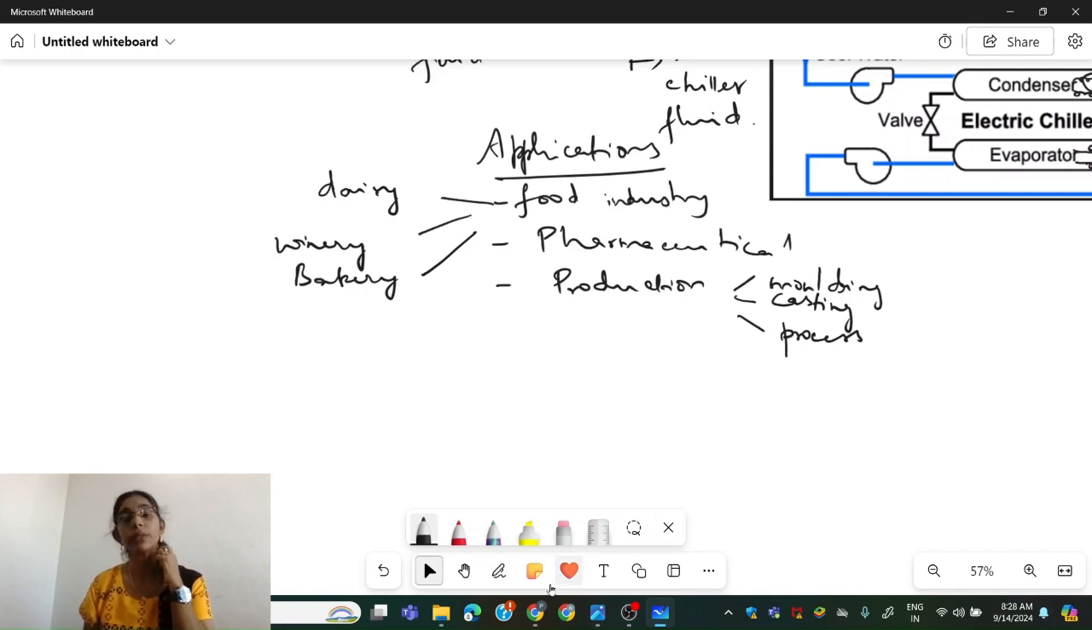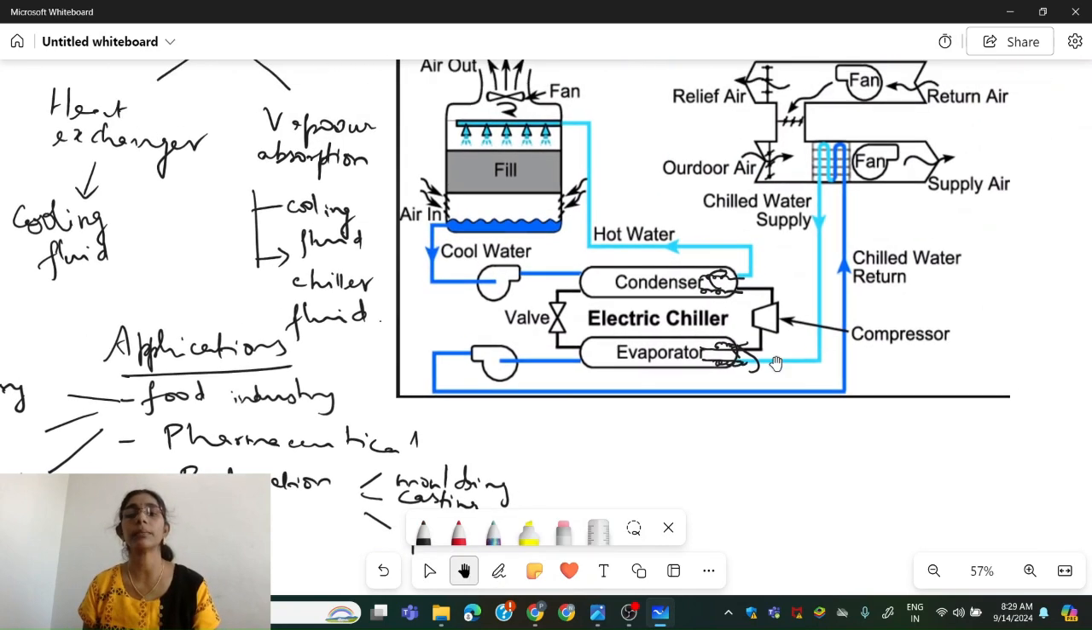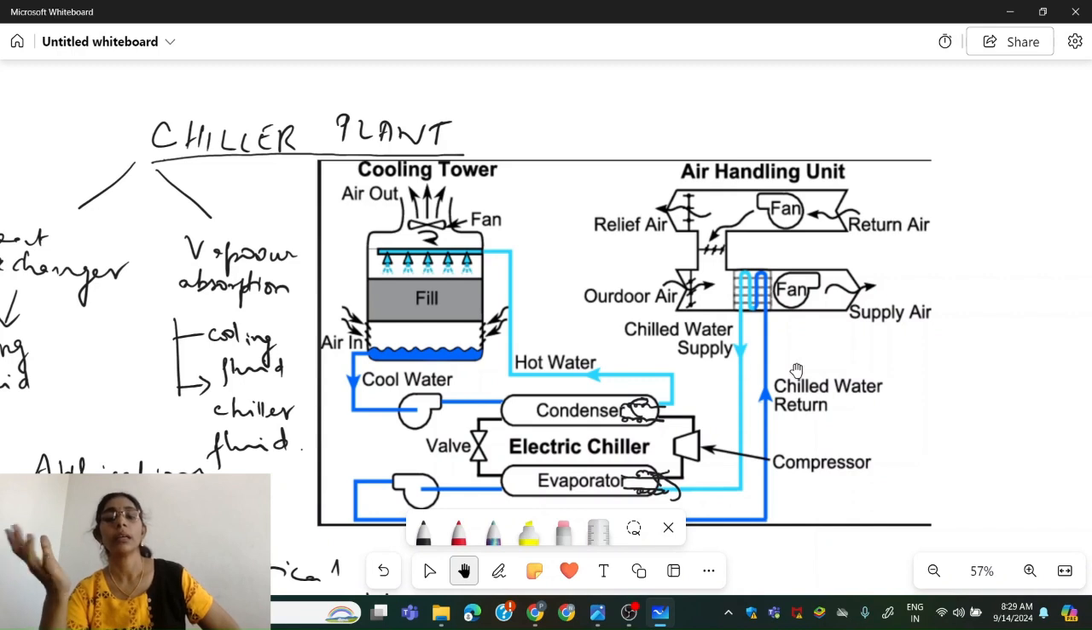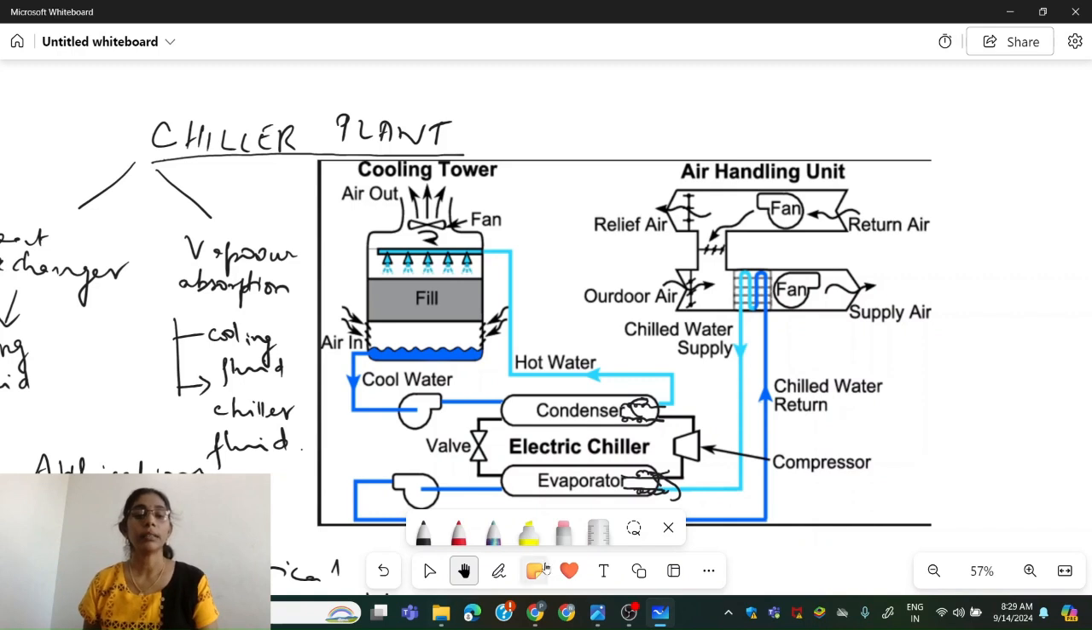So be it any day-to-day process or any huge industry, you need all this, right? You need a chiller plant. So the major difference between an air conditioner and a chiller plant is that in case of a chiller plant, you're cooling the air using chilled water. That's the main difference, right? So I hope this schematic is clear to you.